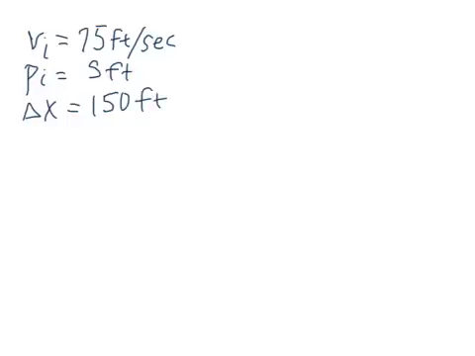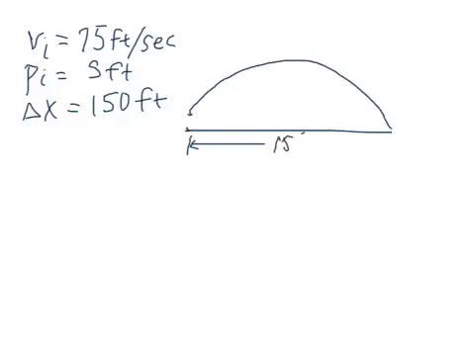Okay, so basically what's happening, you have an object being shot from about 5 feet off the ground, and it goes up, comes back down, and it's going to travel 150 feet. Excuse my handwriting. So this vector here, let's make it a different color.